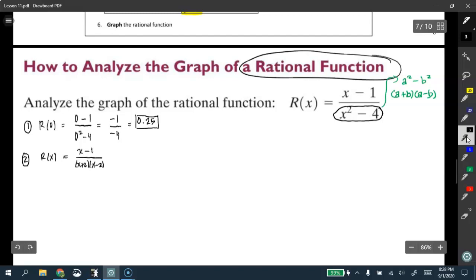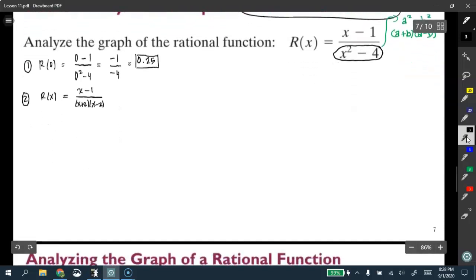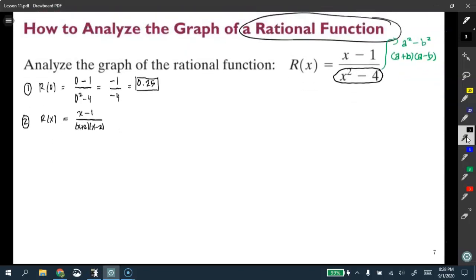Okay? And now that we've done something like that, we can go ahead and find the domain. The domain of this function, basically what that means is, if x plus 2 was equal to 0, let me highlight it, if x plus 2 is equal to 0, or if x minus 2 was equal to 0, what would those values equal?